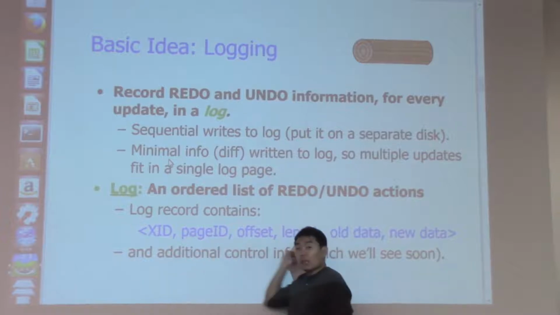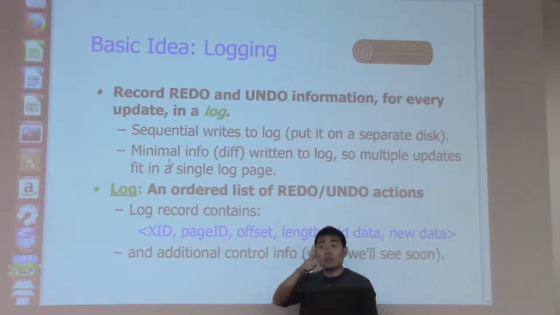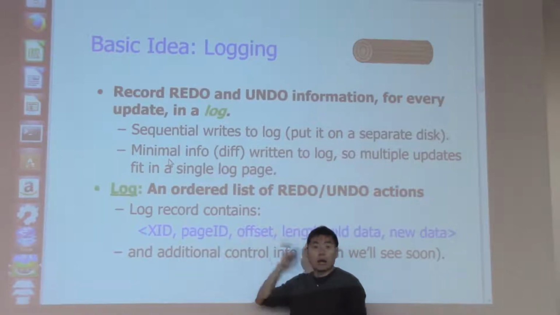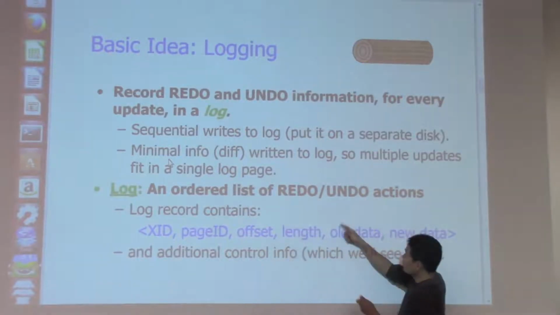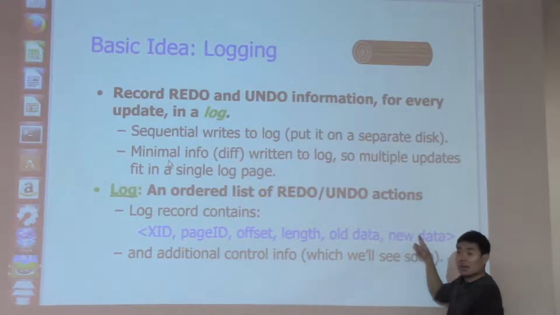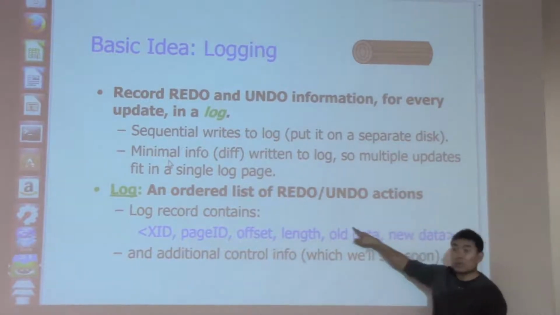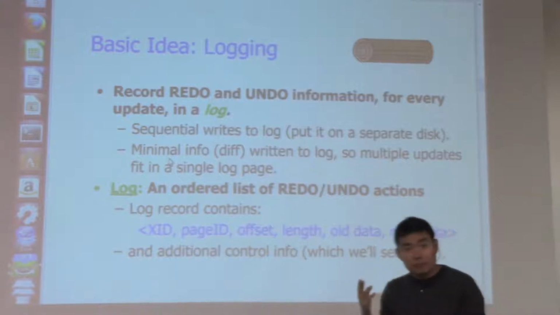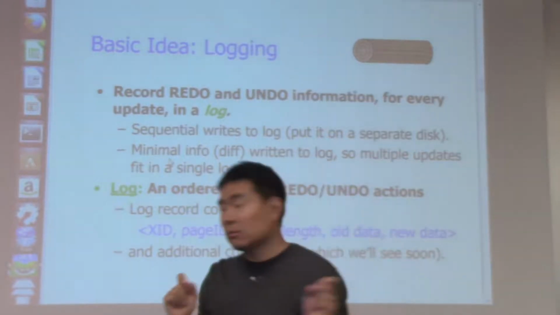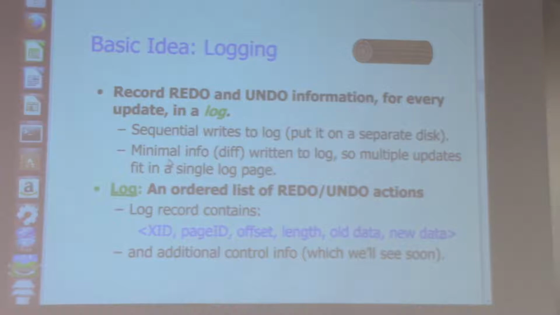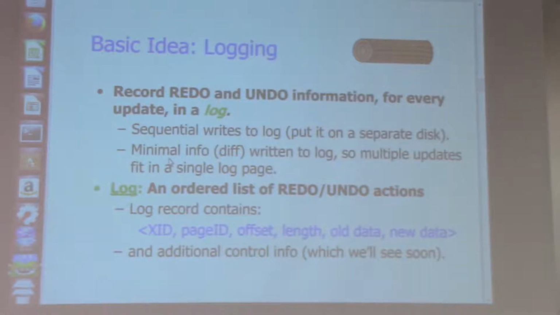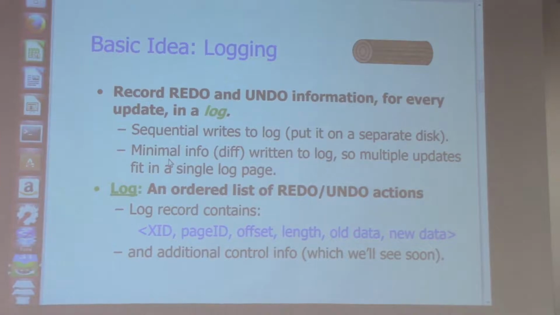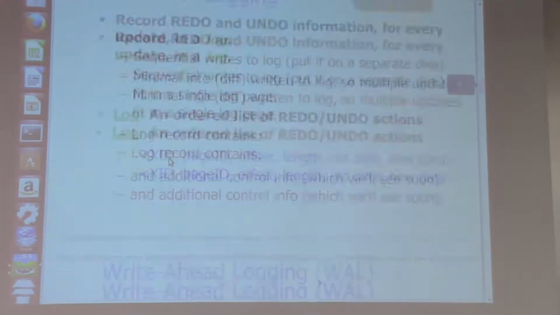And with this information, you can do either redo or undo, right? You can do both. Undo is very easy: you take this value and overwrite that. Redo, you take this value and re-overwrite that. You follow me? So that's a typical log record. And in addition to this log record, the log file has additional control information, which I will introduce in the next few slides.